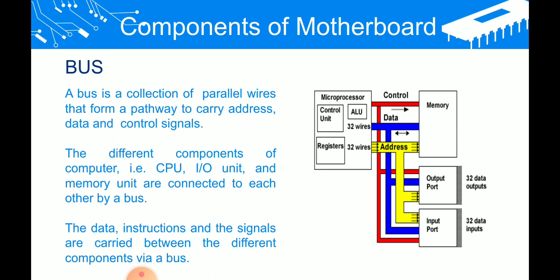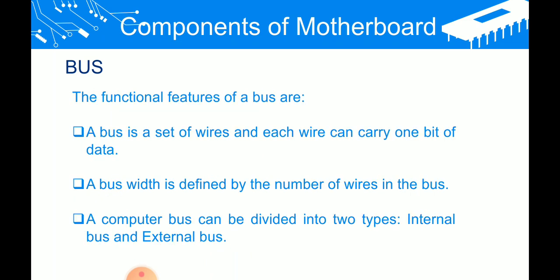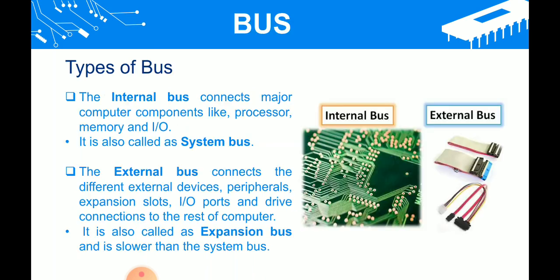So a bus is a set of wires. Each wire can carry one bit of data. And the width of the bus depends on the number of wires in the bus. And there are two types of bus, that is internal bus and external bus.